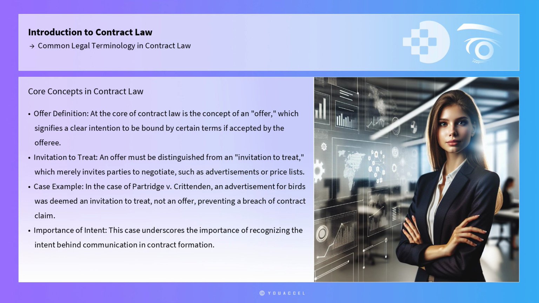At the core of contract law is the concept of an offer, which signifies a clear intention to be bound by certain terms if accepted by the offeree. An offer must be distinguished from an invitation to treat, which merely invites parties to negotiate, such as advertisements or price lists. Understanding this distinction is crucial, as demonstrated in the case of Partridge v. Crittenden, where an advertisement for birds was deemed an invitation to treat, not an offer, thereby preventing a breach of contract claim. This case underscores the importance of recognizing the intent behind communication in contract formation.